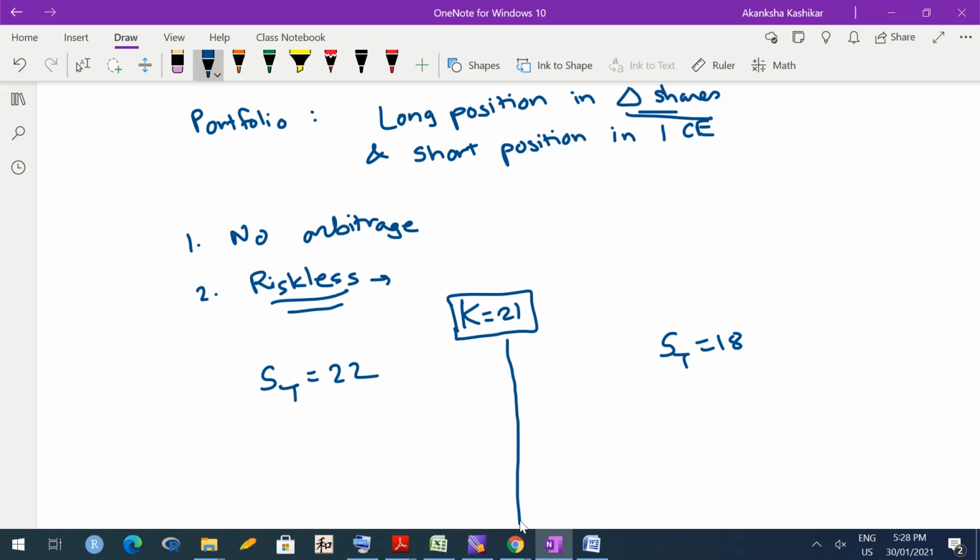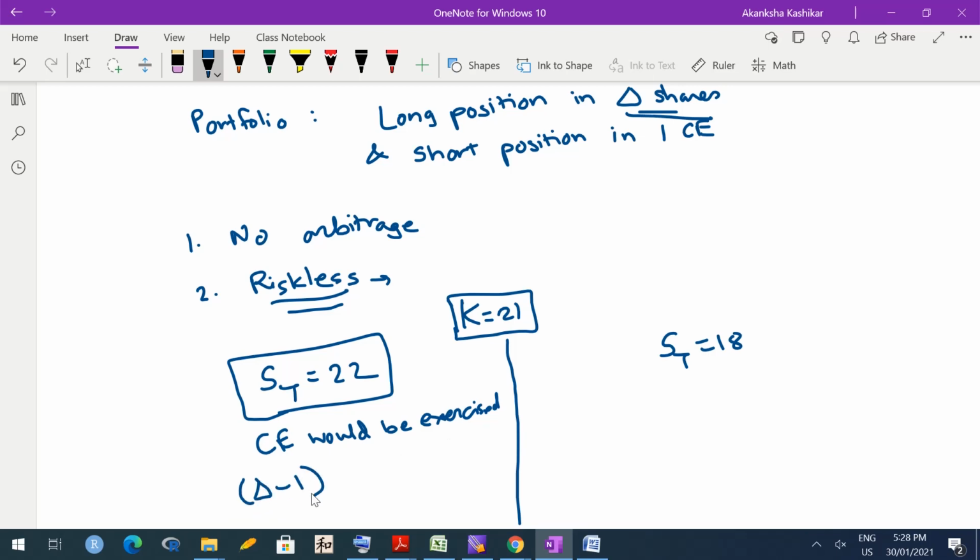So holder has the right to buy a share from me by paying 21 rupees. So when will the holder exercise his or her option? If the market price of the share is 22, then yes, the holder will think that he or she can save 1 rupee by buying it from me. So the call option would be exercised. As a result, I'll have to sell one share by getting 21 rupees. So what would be my portfolio worth? I will have delta minus 1 shares, each of rupees 22, plus of course I would get cash 21 rupees.